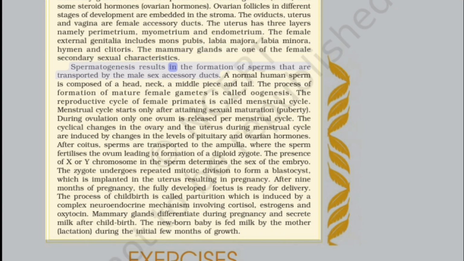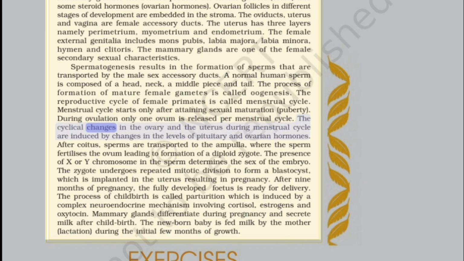Spermatogenesis results in the formation of sperms that are transported by the male sex accessory ducts. A normal human sperm is composed of a head, neck, a middle piece, and tail. The process of formation of mature female gametes is called oogenesis. The reproductive cycle of female primates is called menstrual cycle. Menstrual cycle starts only after attaining sexual maturation, puberty. During ovulation, only 1 ovum is released per menstrual cycle.